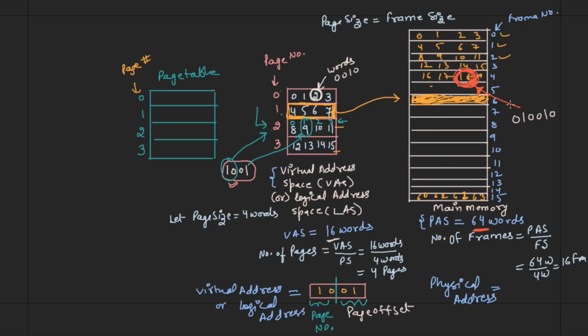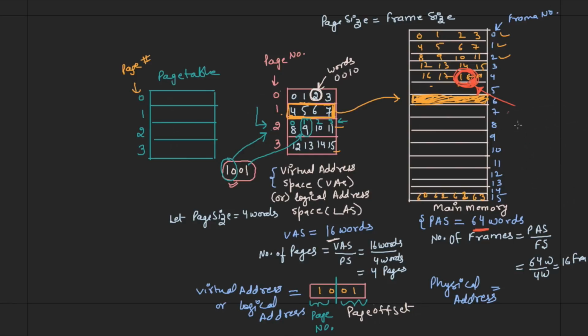So this number in binary is representing 18, right? For example, you can see this is 2 raised to power 4, this is 2 raised to power 3, this is 2 raised to power 2, this is 2 raised to power 1, and this is 2 raised to power 0. So it is 2 raised to power 4 plus 2 raised to power 1, which is 16 plus 2, which is equal to 18. So you can see this number 010010 is representing a number which is 18.